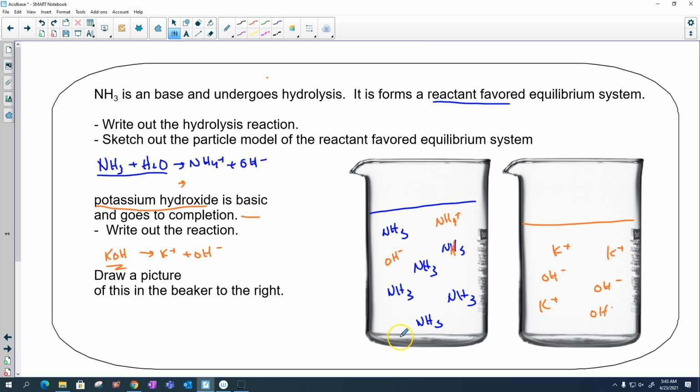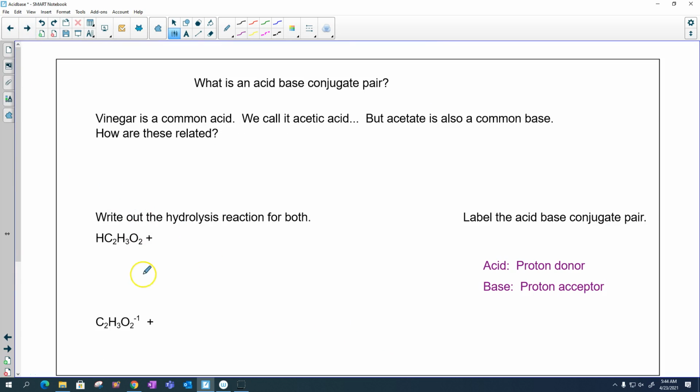Very good. So, that shows a couple of different examples. All right. Vinegar is a common acid. We call it acetic acid. But acetate is also a common base. How are these related? All right, so let's write out the hydrolysis equation for both. Remember, they are conjugates.